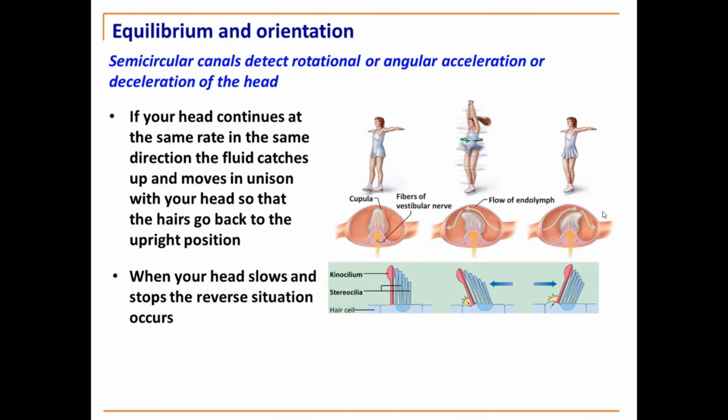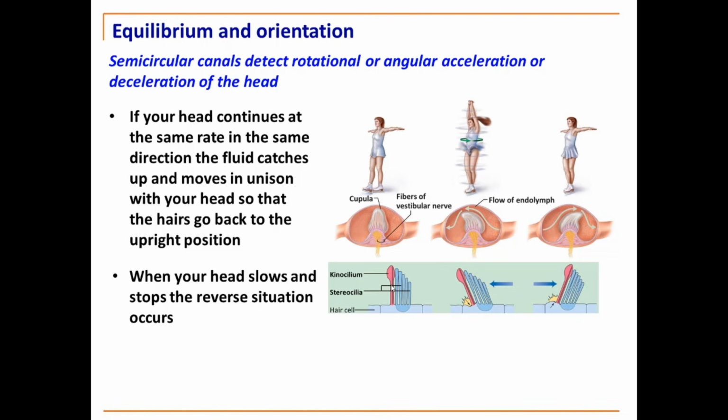So at rest, the cupula stands upright, along with the associated cilia in there, and you've got the kinocilium and the stereocilia. The kinocilium is the bigger one. During rotational acceleration, the endolymph moves inside the semicircular canals in the direction opposite of the rotation. Remember, it lags behind due to inertia. So the endolymph flow bends the cupula and excites the hair cell.